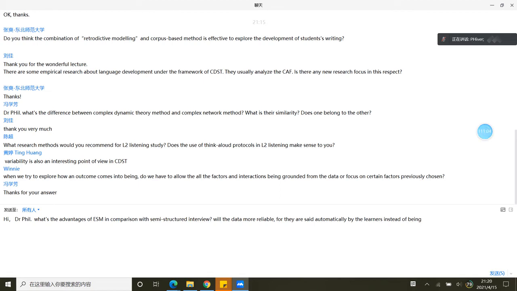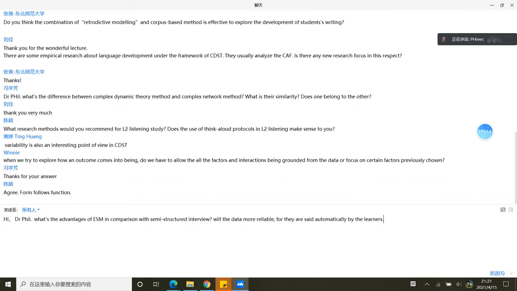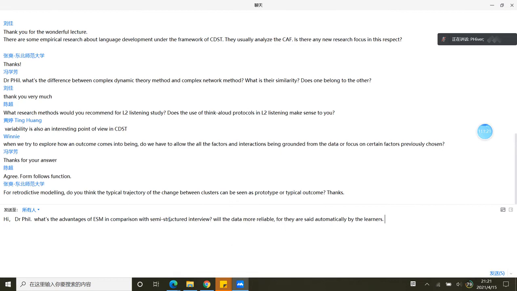I can see Ting Huang says that variability is a big part of complexity theory. I agree. I think one of the biggest things we get using complexity theory is we can capture variability that conventional methods ignore, or gloss over because they treat it as noise or something that we need to average out.